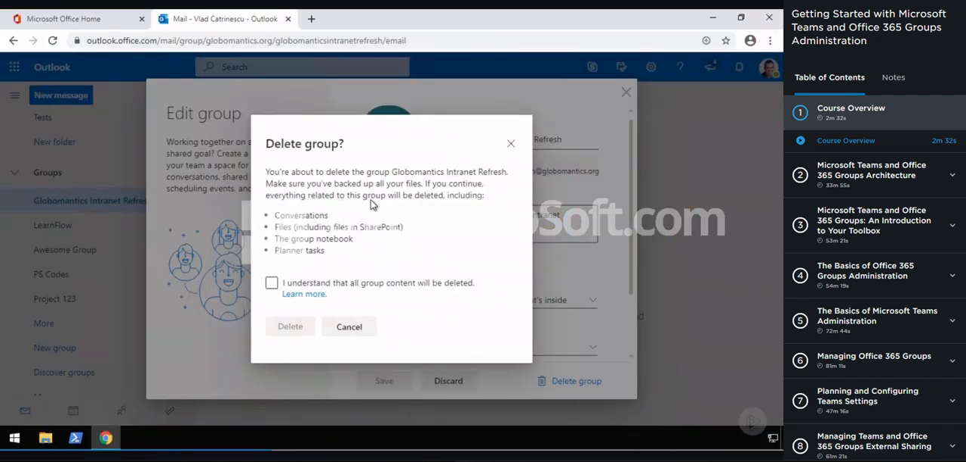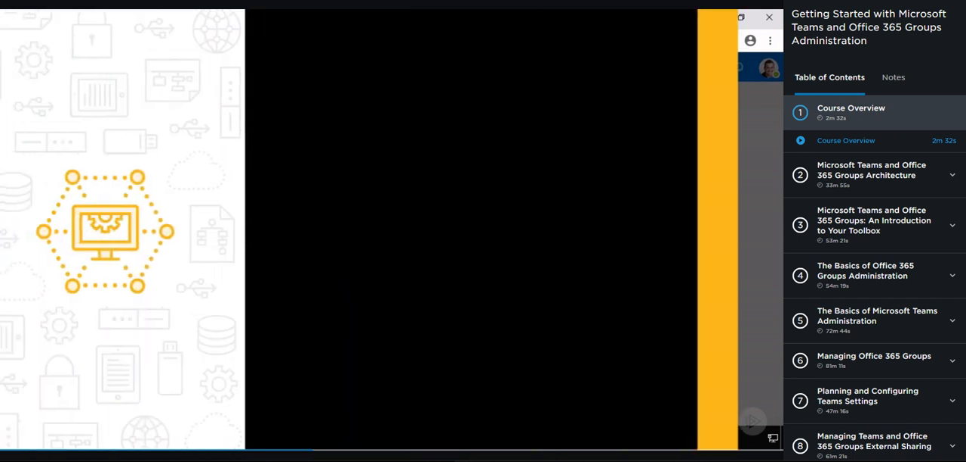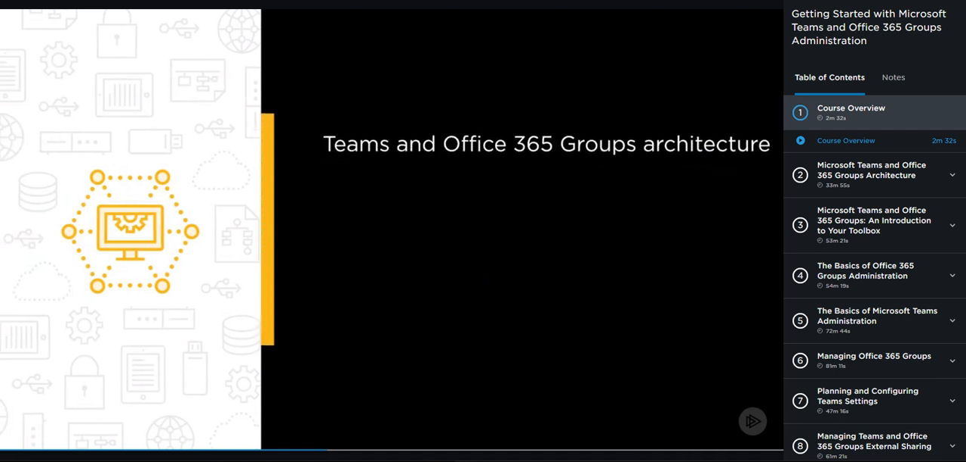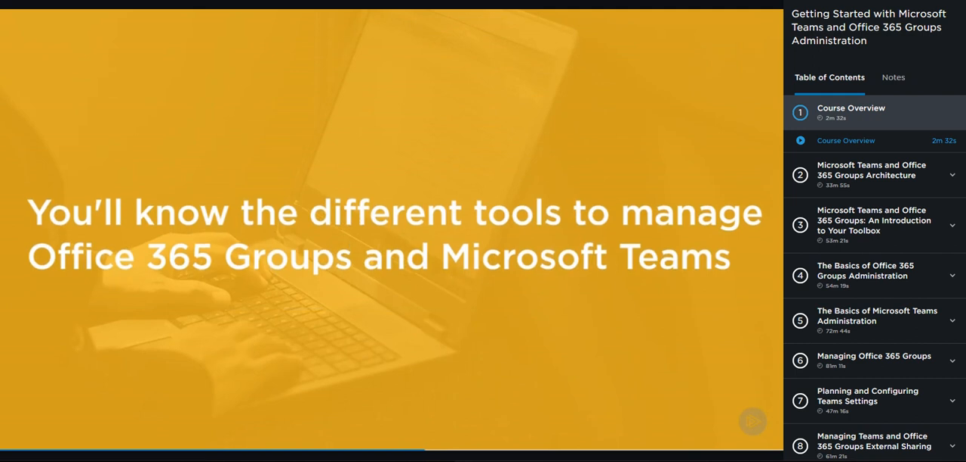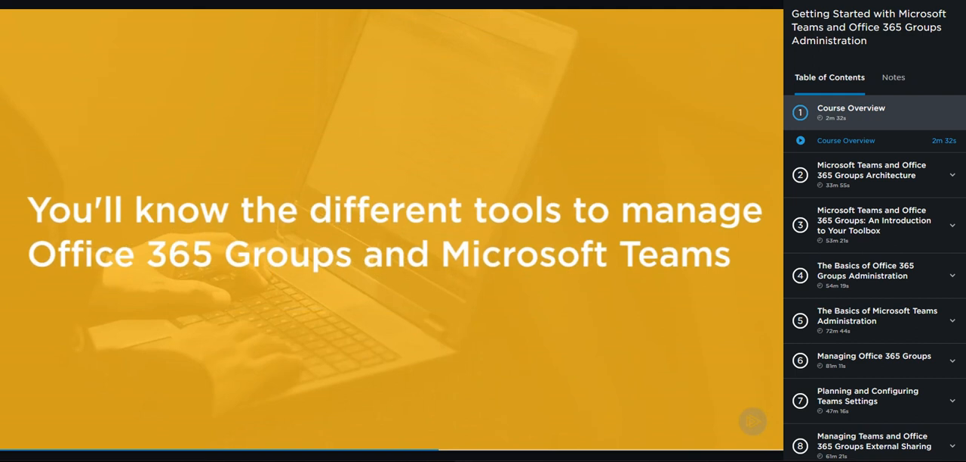In this course, we're going to learn how to configure and manage Microsoft Teams and Office 365 groups. Some of the major topics that we'll cover include Microsoft Teams and Office 365 groups architecture, the basics of Teams and groups administration, planning and configuring Teams settings, and managing Teams and Office 365 groups external sharing. By the end of this course, you'll know the different tools you have available to manage Office 365 groups and Microsoft Teams and how to use them to have full control of your environment.